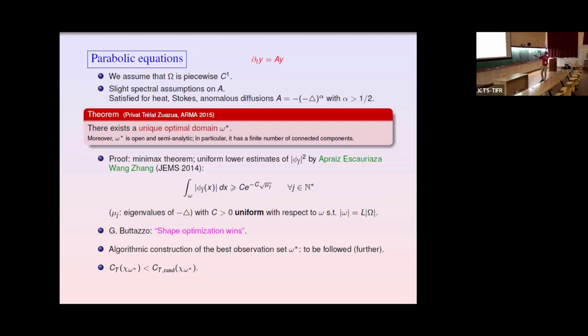Moreover, it's not the end of the theorem. The theorem has a sequel in the next slide. This best set, omega star, is semi-analytic. It's very regular. It's a good set. It's noticeable that for this optimal set, we can prove that systematically the observability constant estimated on this omega star is always strictly lower, unfortunately, I would say, than the randomized observability constant. It's always like that.